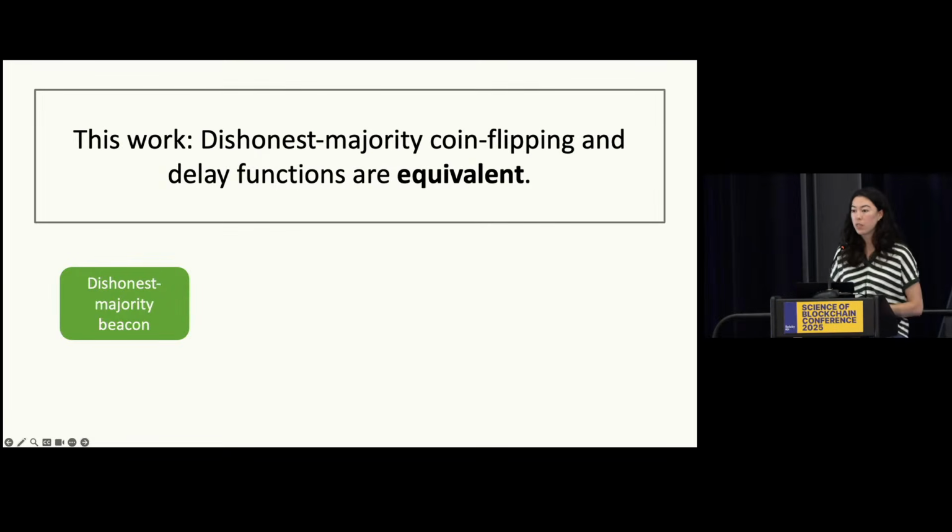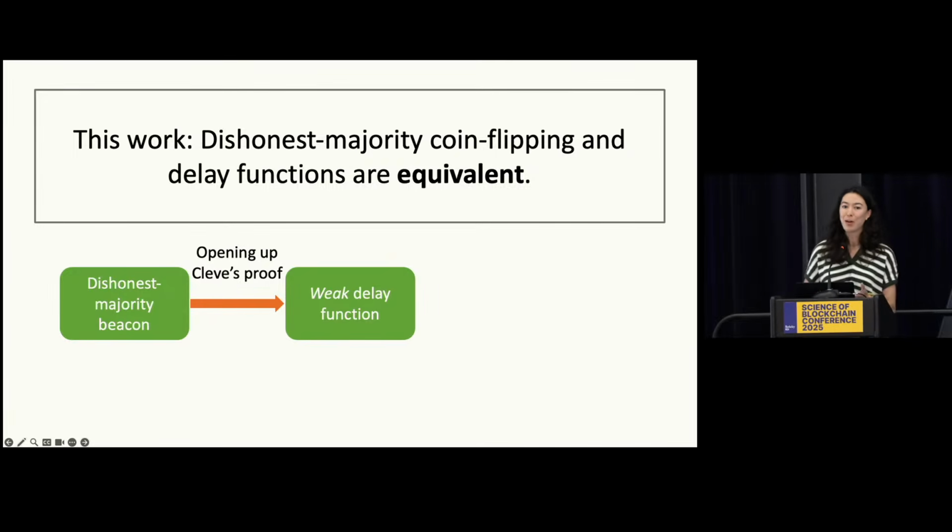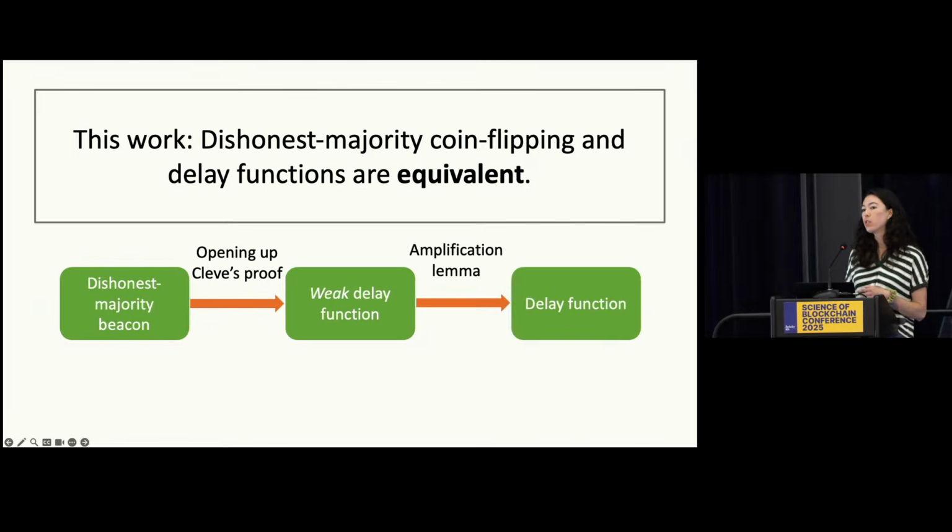And the way that we show this is we start by assuming that you have a dishonest majority beacon, and we actually use this to construct an object that we call a weak delay function, which you'll see in more detail later. This is something far weaker than a VDF, or any other kind of delay function you probably think of. But then we show that you can in fact boost this weak delay function into a stronger, more fully fledged delay function.